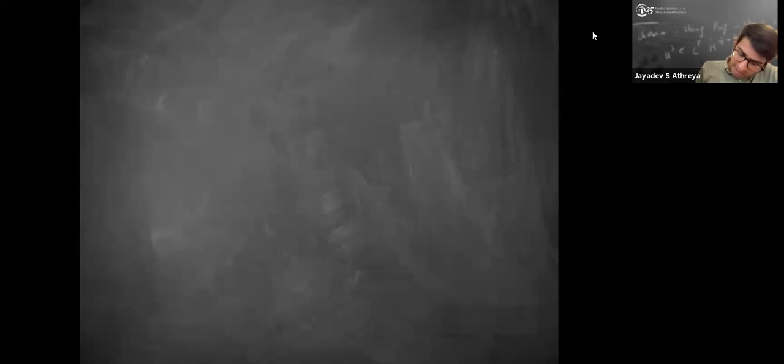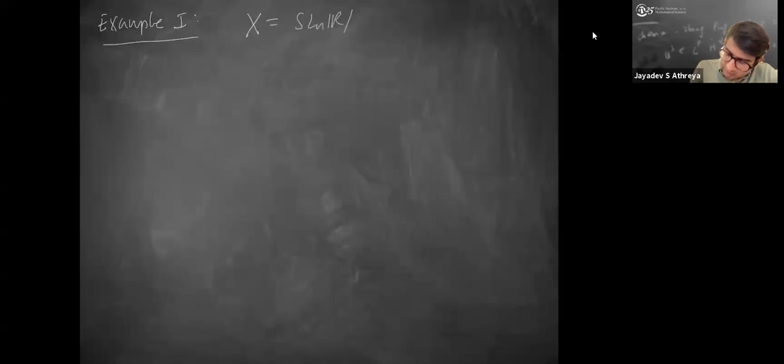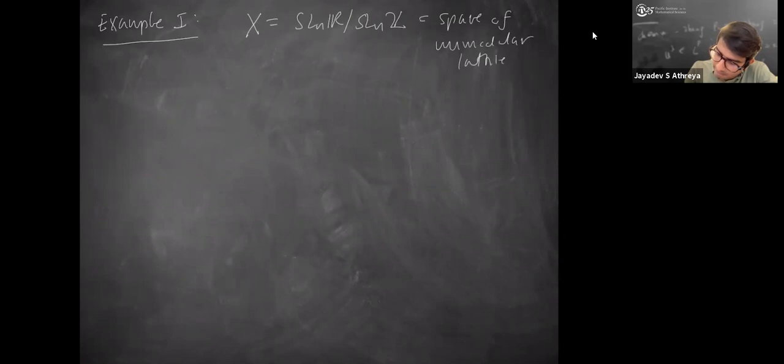Okay, so concrete example 1 is one that I think this audience will like a lot. Let X be SL_n(R) mod SL_n(Z). This is the space of flat metrics on an n-dimensional torus, if you like, or you can think of it as the space of unimodular lattices in Rn, or the space of flat n-dimensional tori, together with a little bit of extra data. I'm not quotienting out by SO(n) here, so this is together with a choice of direction.